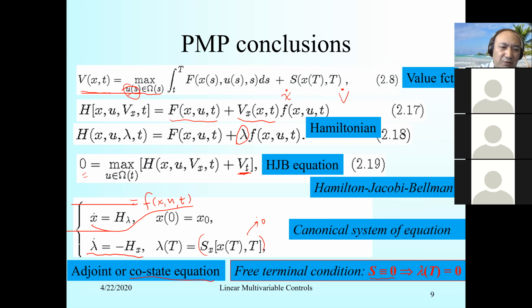So you can see if you put x and lambda into a vector, you have a differential equation, an ODE. For half of the vector you have an initial value, and for the other half you are specified with a final value. So this is called a two-point boundary value problem, TPBVP. So this optimal control problem can be transformed into a TPBVP.